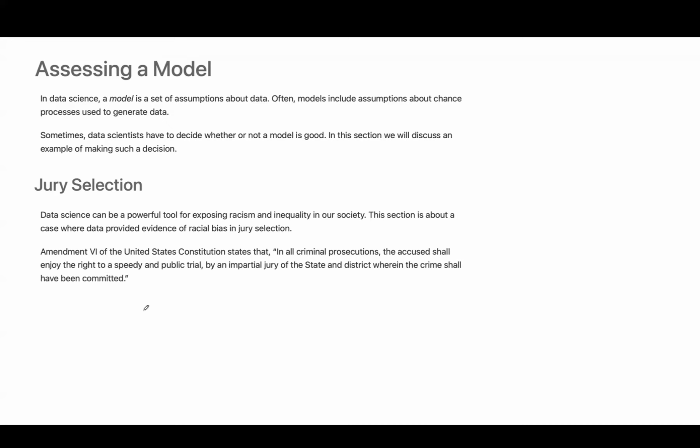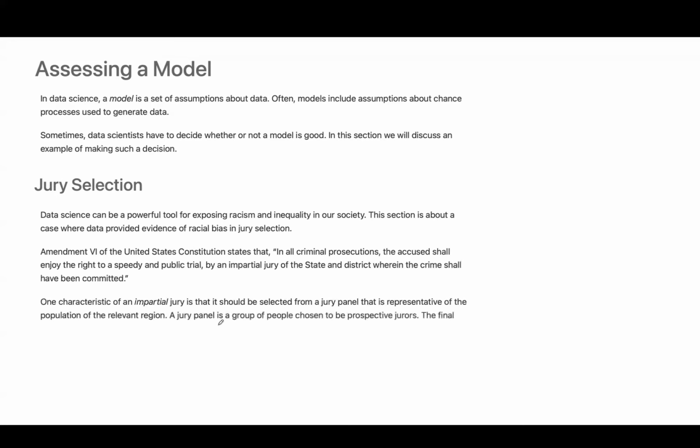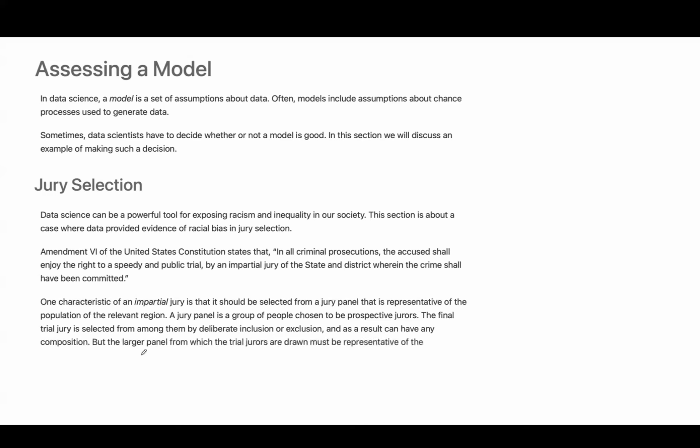Well, how do you select the jury from a population? Is this bias processed or not? One characteristic of an impartial jury is that it should be selected from a jury panel that is representative of the population of the relevant region. A jury panel is a group of people chosen to be prospective jurors. In the final trial, jury is selected from among them by deliberate inclusion or exclusion, and as a result, can have any composition. But the large panel from which the trial jurors are drawn must be representative of the population itself.